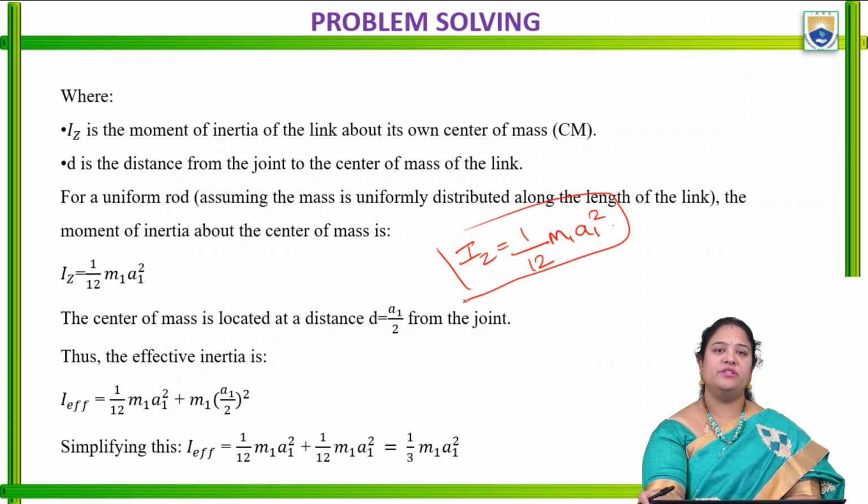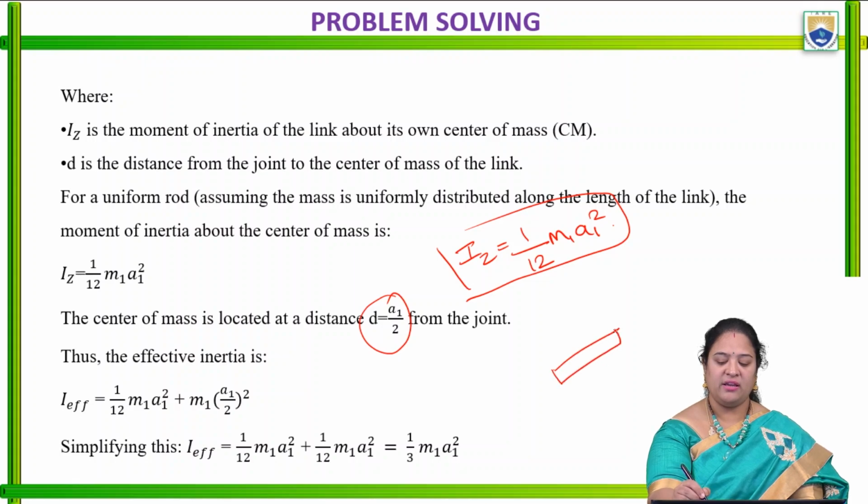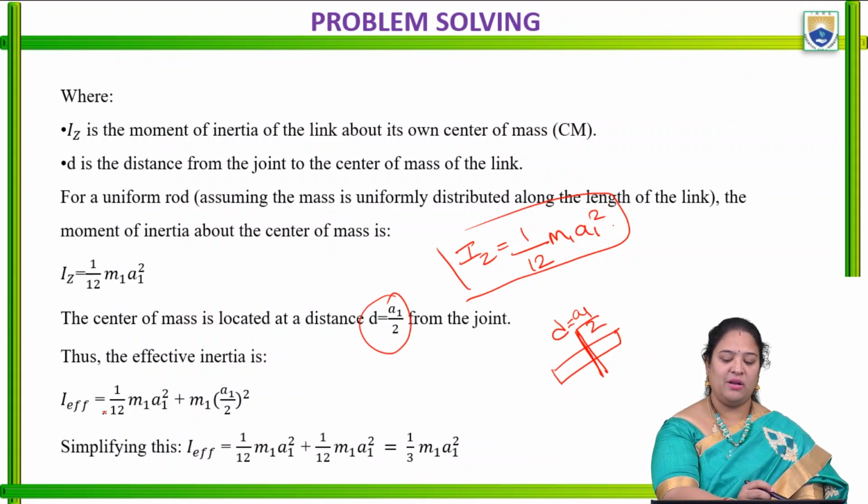With this equation, d is considered as a1 by 2, that is, the center of mass is located at a distance of half the length. When we are taking the rod, the center of mass is at a1 by 2 from the joint. Thus the effective inertia formula becomes I effective is equal to 1 by 12 m1 a1 square plus m1 d square.